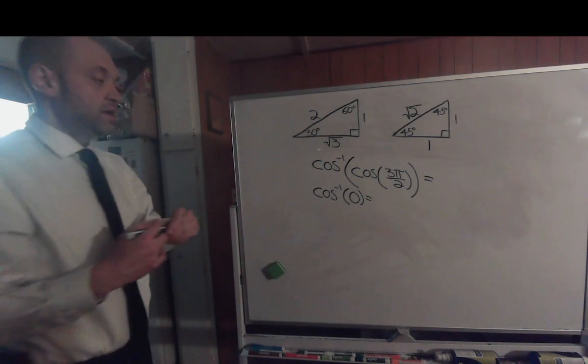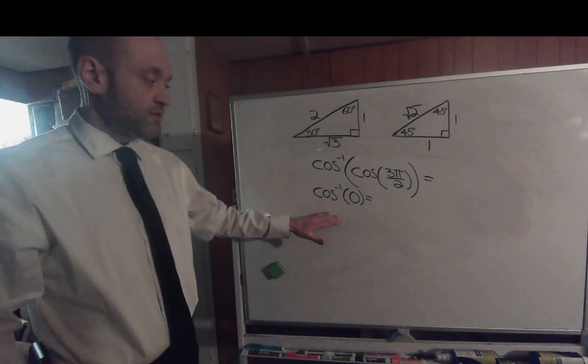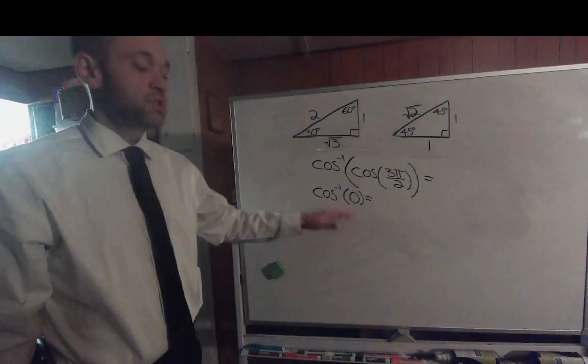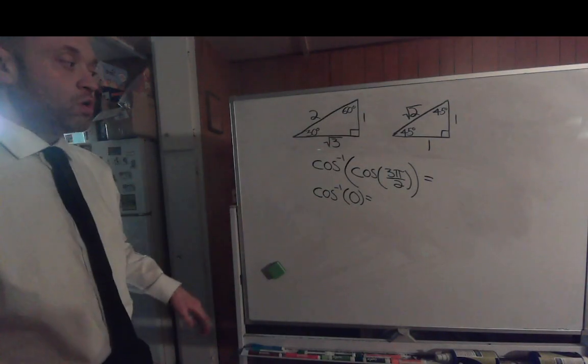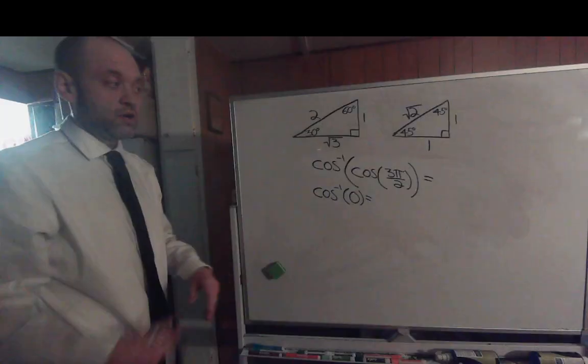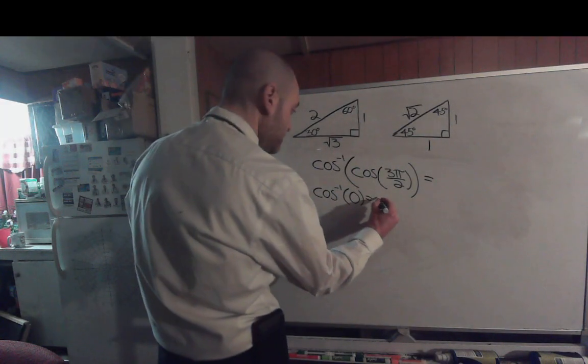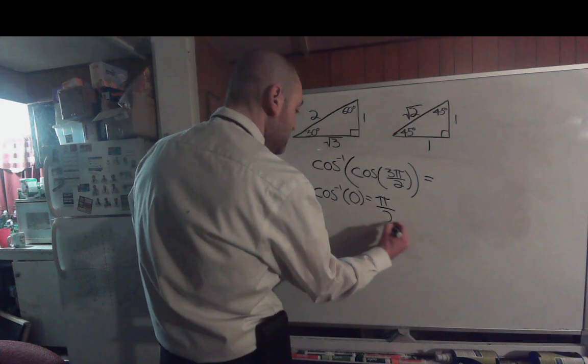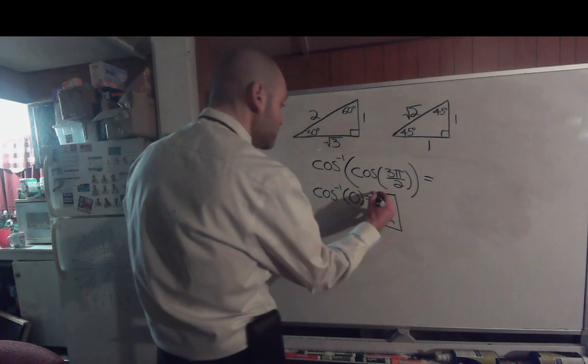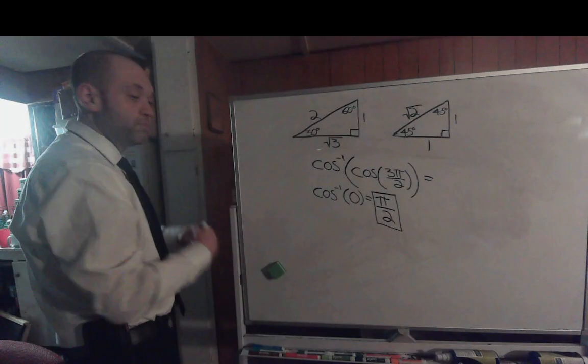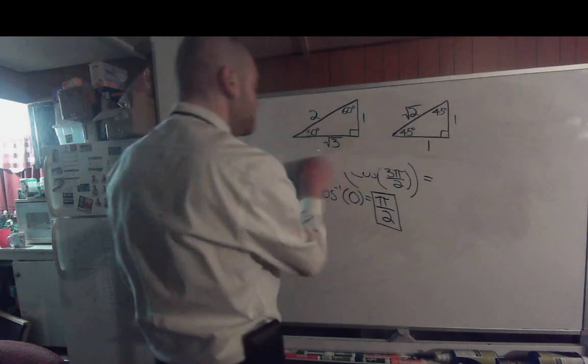Now, the range of the cosine inverse function is in fact 0 to pi. What gives you a cosine of 0? That's going to be pi over 2, right? So the answer you should get for this would be pi over 2. Alright, now I have a few different ones here.